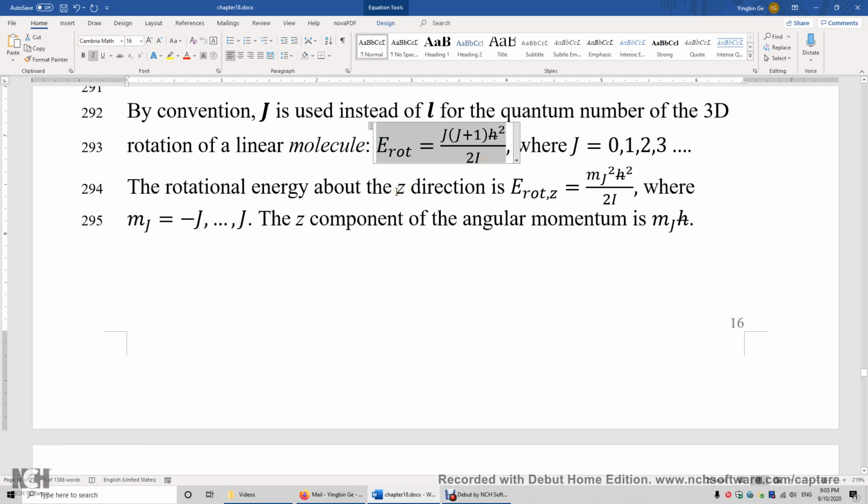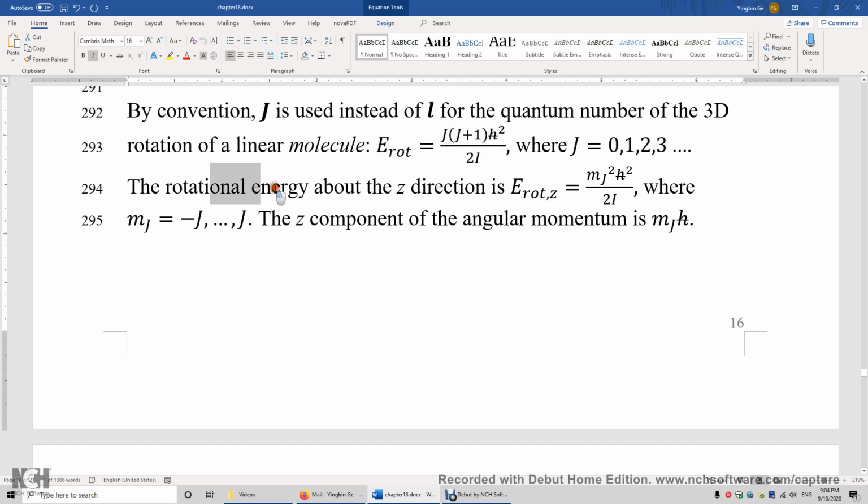The three-dimensional rotational energy is J times J plus 1 times h bar squared over 2I. I is mu r squared, and mu is the reduced mass of the diatomic molecule. And if you have a linear molecule, you can still calculate this I. You find the center of the mass first, and then you look at the distance between every single atom and the center. You can still find this I.